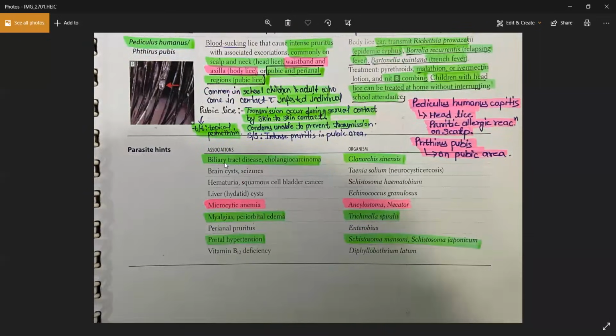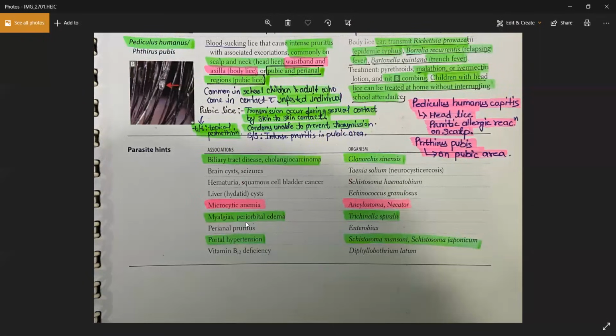Okay, then some buzzwords that will help you diagnose the conditions. If there is a cholangiocarcinoma or any biliary tract disease, it must be Clonorchis. In case of cyst in the brain, it could be Taenia solium, which is neurocysticercosis. How will you get the infection? By ingesting the eggs. Then hematuria or any involvement of the bladder, you will always think about Schistosoma haematobium. For a hydatid cyst in the liver, it would be your Echinococcus granulosus. In case of microcytic anemia, the blood-sucking worms, which means Ancylostoma and Necator. In case of muscle pain, the thing you remember is Trichinella.